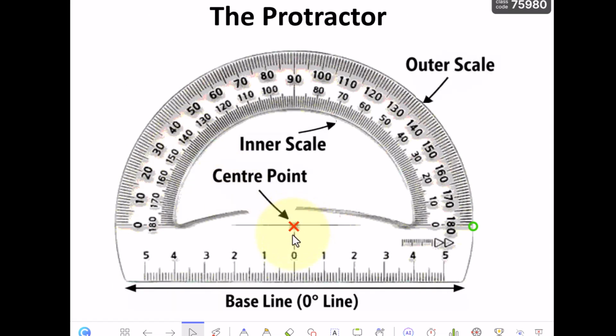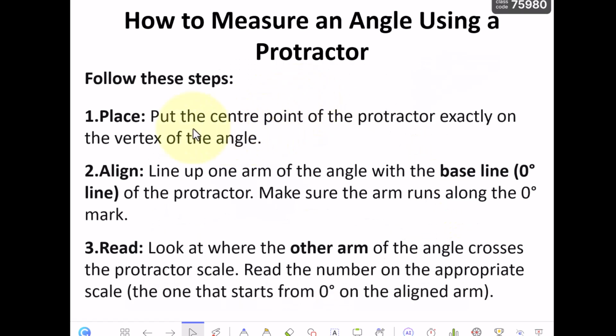This point that comes from 90 down connects to the horizontal line. The center point of your protractor must be on the vertex, very important. Then the next thing is to align one of the arms. We say line up one arm of the angle with the baseline.